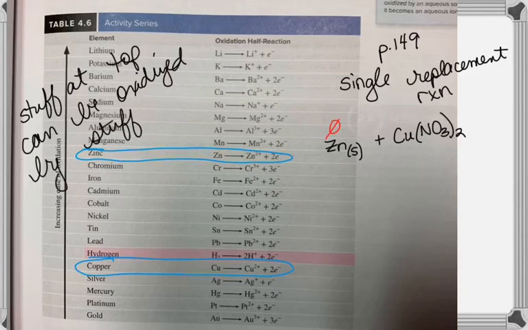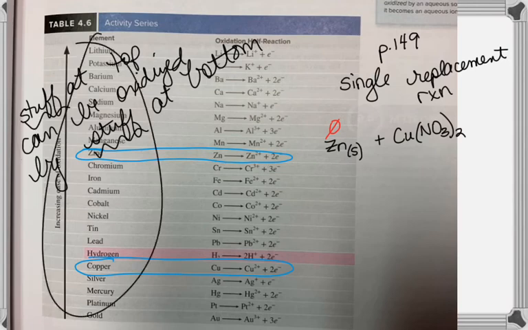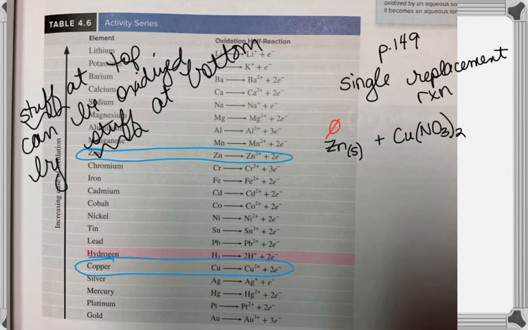And that's a real simple way to say it. That's not a real chemistry way. But by stuff, I'm talking about these elements that are named. So zinc can be oxidized by copper. That means this reaction will happen. That means that you would have zinc nitrate and copper metal. So that reaction would happen.